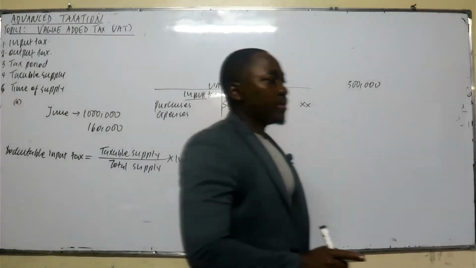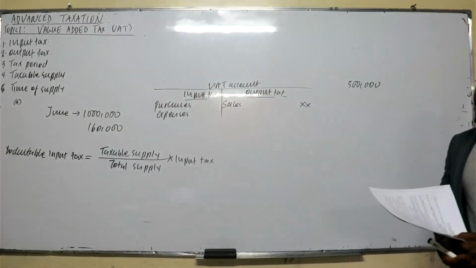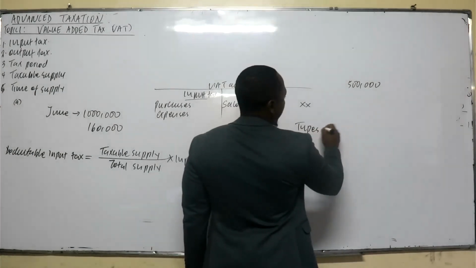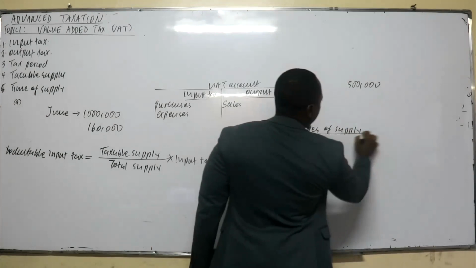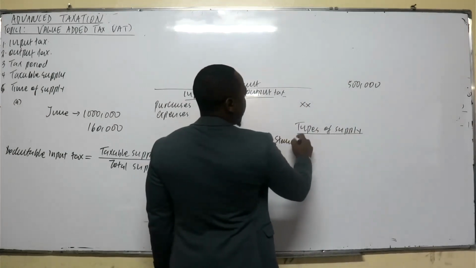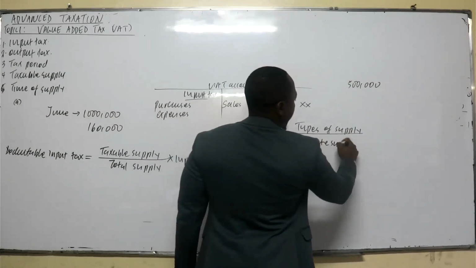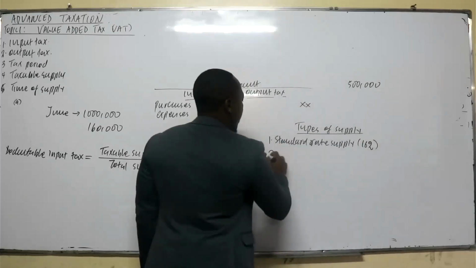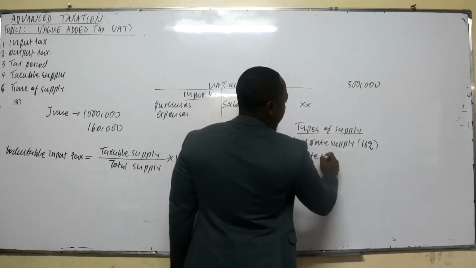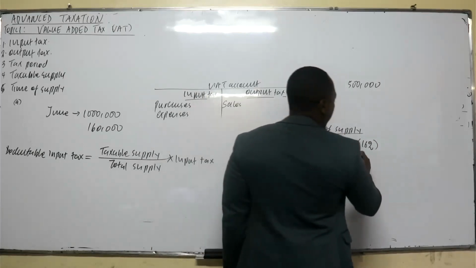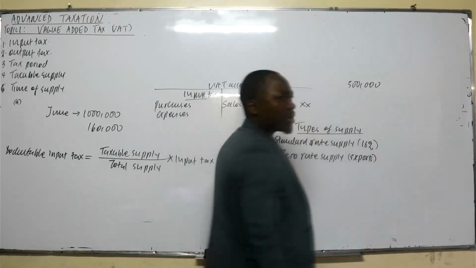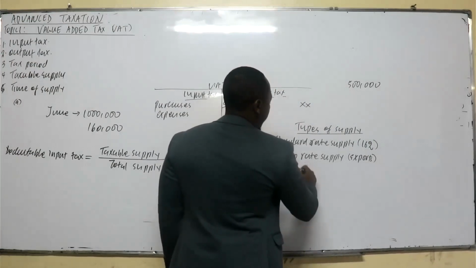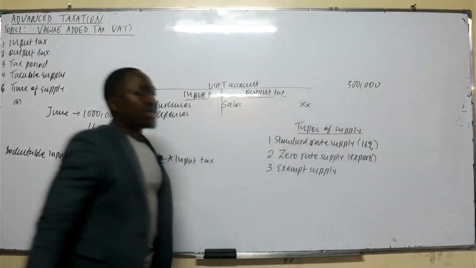Now let me make you understand that point. This is where the registered person makes all the three types of supply. Which are those types of supply? Number one, we have what we call the standard rate supply, and those are the supplies which are taxed at a normal rate of 16%. Then we have what we call zero rate supply, and these comprise only the exports. The exports are not vatable because they will be vatable at the other point. Then number three, we have exempt supply.